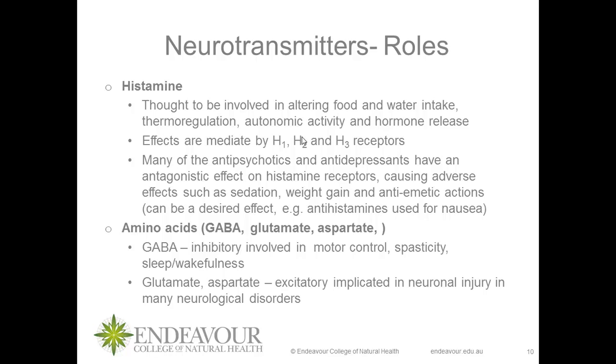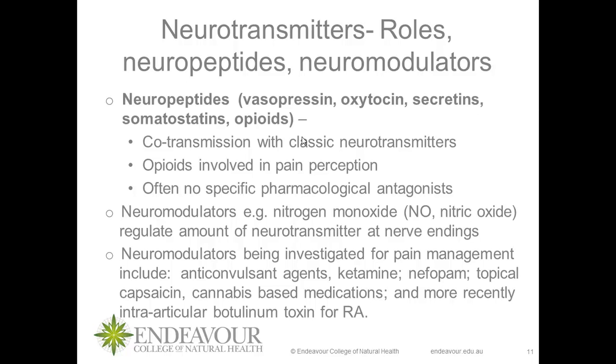Amino acids, we mentioned GABA, gamma-aminobutyric acid, which was inhibitory. We believe then that this GABA might be involved in motor control, spasticity, and in controlling sleep-wakefulness cycles. The excitatory amino acids, glutamate and aspartate, might be involved in neuronal injury, so therefore in certain neurological disorders. There are some substances where they might have a role as a neuromodulator, or they're neuropeptides. Of course, we're going to be really interested in the opioids as neuropeptides.